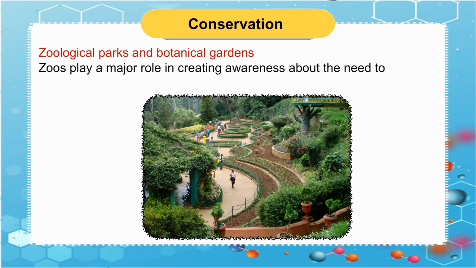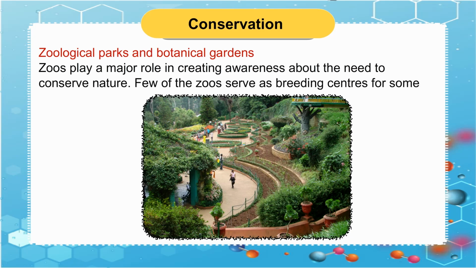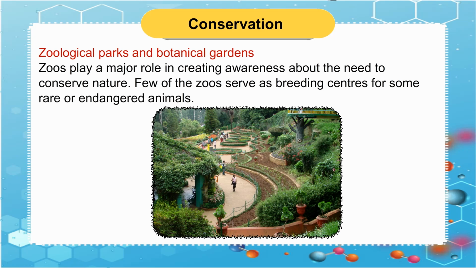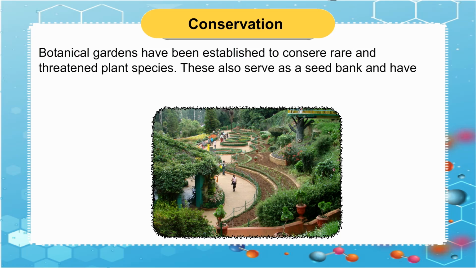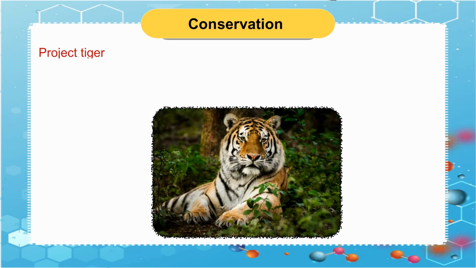Zoological parks and botanical gardens: Zoos play a major role in creating awareness about the need to conserve nature. Few of the zoos serve as breeding centers for some rare or endangered animals. Botanical gardens have been established to conserve rare and threatened plant species. These also serve as a seed bank and have reserves of seeds of several species of plants.